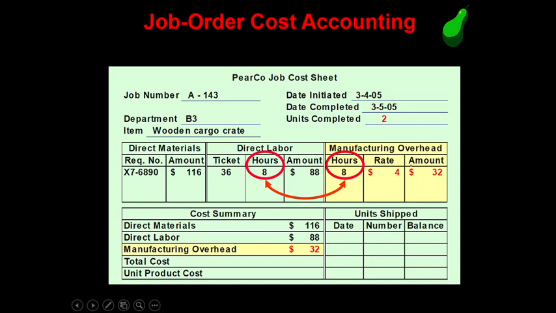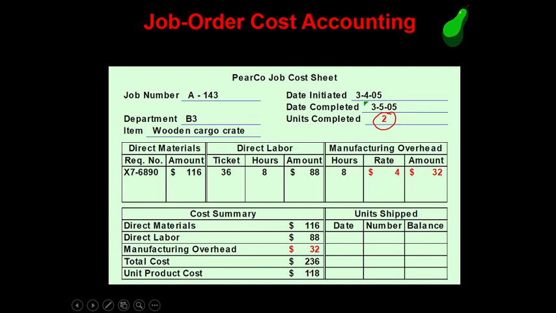Now, assuming there are no other costs incurred, you can now summarize your cost. O, di ba? So, i-compute natin 116 plus 88 plus 32, you will get 236 as your total cost for this job. How come your unit product cost is 118? That's because for this job, there are 2 units. So, you simply divide $236 by 2 units. Each unit will have an average cost of 118.